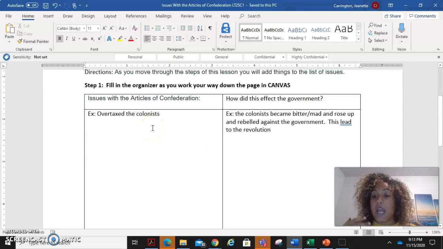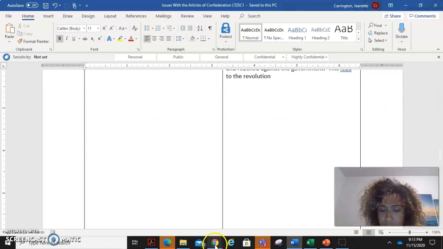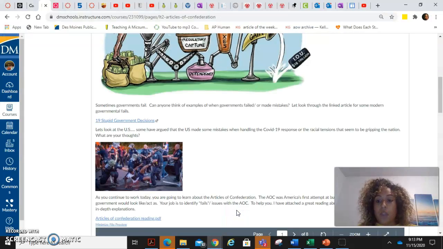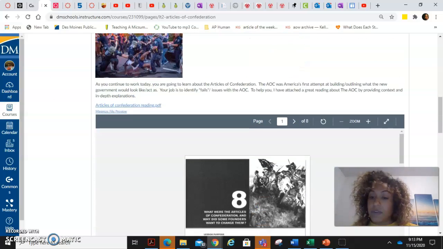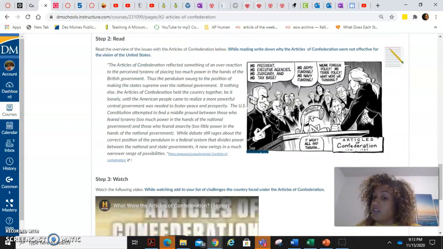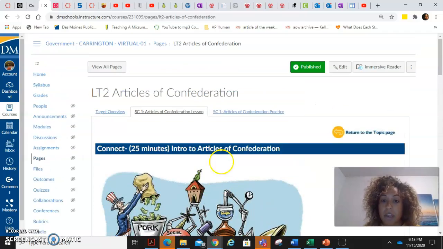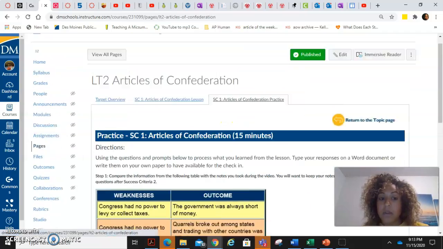Overtaxed the colonies. What happened? They got super mad, right? And they rebelled. They trashed all the products. We all know the stories, okay? After I'm finished reading the document to you and we watch the video, you are going to go off on your own and you're just going to continue to work your way down this page. As you work your way down the page, you are going to continue to add notes to the chart. Easy, okay? Come back up to the top, click this tab, scroll down.